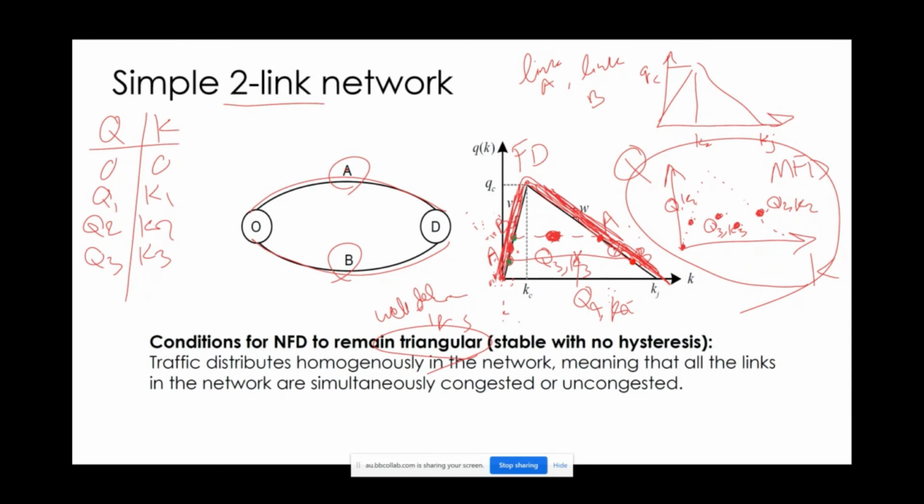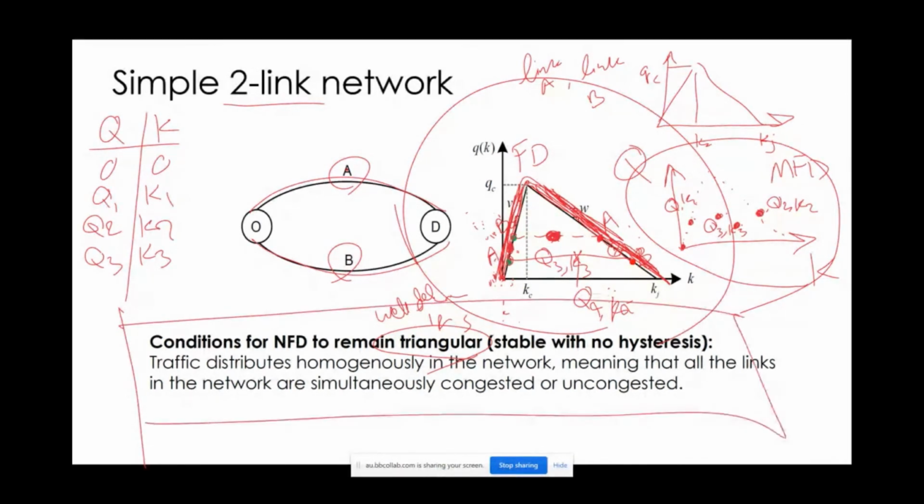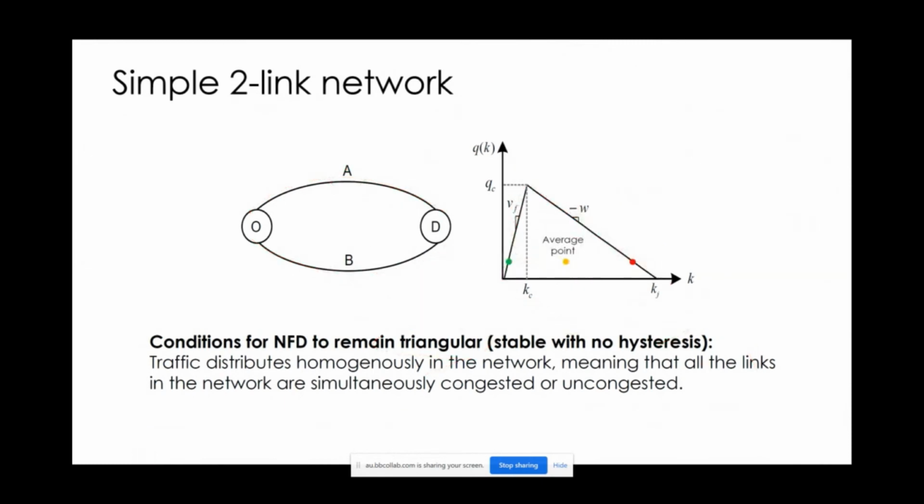But again, this happens because these two links are identical. If they had a different length, or different fundamental diagrams, the MFD would not exactly be the same as the fundamental diagram, but it could still be low scatter and well defined, just slightly different from the original fundamental diagram at the link level. But anyways, this condition is very important. So I just wanted to highlight that if we want to see an MFD that is low scatter with no hysteresis and well defined, traffic must be distributed in the network homogeneously.